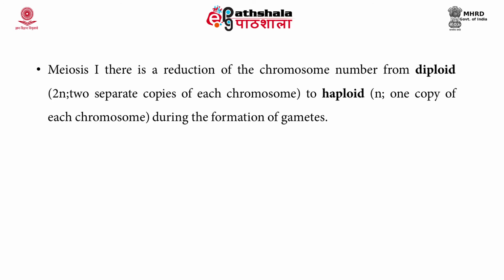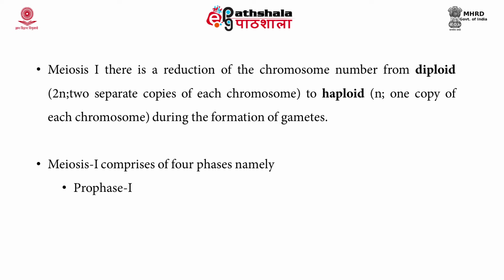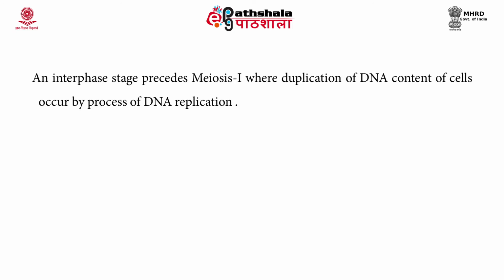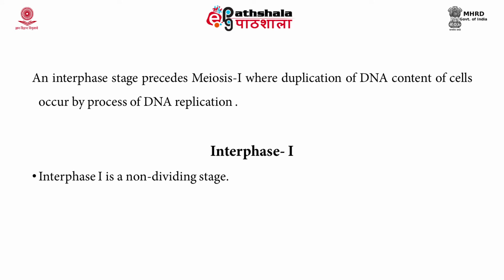Meiosis I. Meiosis I causes reduction of chromosome number from diploid to haploid during the formation of gametes. It comprises 4 basic phases. Number 1 is called prophase I, which is followed by metaphase I, then anaphase I, and finally telophase I. An interphase stage precedes meiosis I, where the duplication of DNA content of cells occurs via the process of DNA replication. Interphase I is a non-dividing stage.